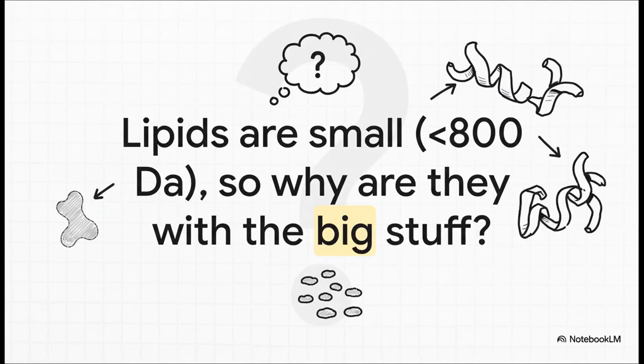But wait a minute. It's time for a trick question. And this is a favorite in exams, so listen up very carefully. We said that macromolecules are big, right? Over 1,000 Daltons. But lipids, they're actually pretty small, under 800 Daltons. So why on earth did they end up in the big stuff fraction? Why weren't they in that liquidy, soluble pool? Take a second and really think about that one.